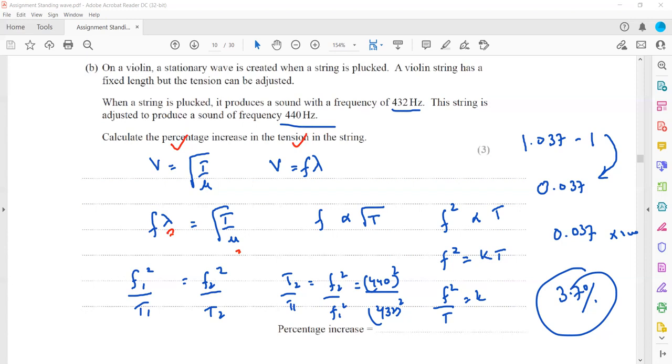Then we are finding a ratio between T1 and T2. If the ratio between T1 and T2 is 1.037, originally it should be 1, because if it does not change, the ratio will be 1. If it changes, it is 1.037. So how much is the change in the ratio? That is 0.037, or 3.7%.